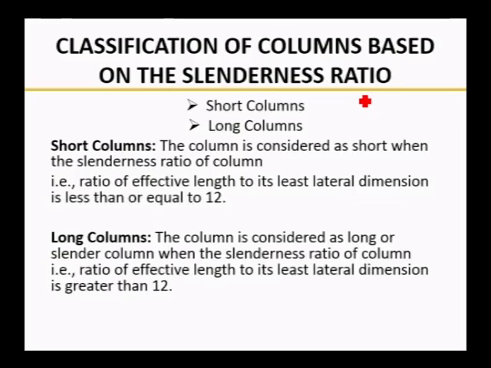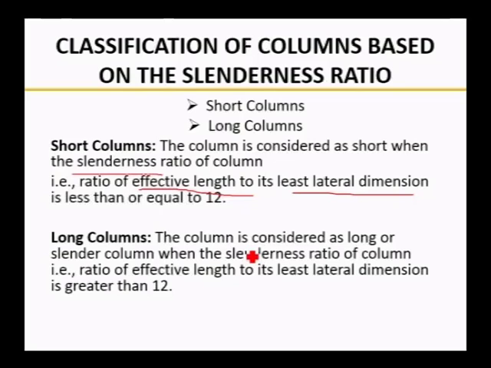Next is the classification of columns based on the slenderness ratio. This is also one of the important classifications. We are going to classify the columns into short columns and long columns. A column is considered a short column based on the slenderness ratio, which is the ratio of effective length to least lateral dimension. Here one more new word is least lateral dimension. Least lateral dimension means the size of the column which is least.